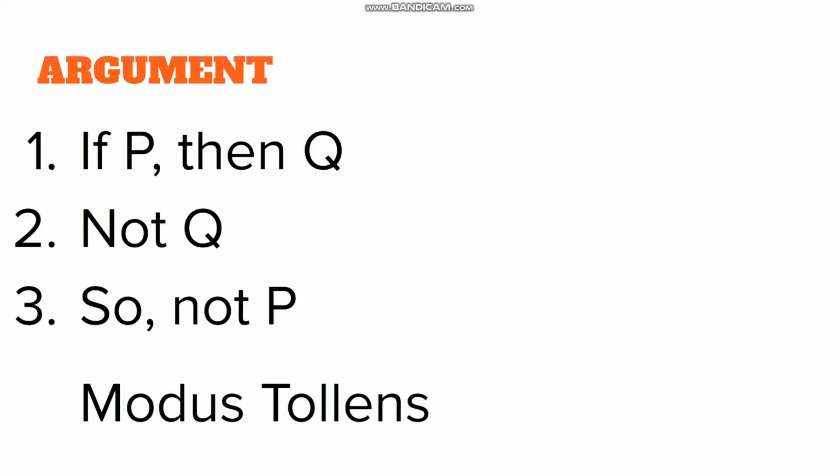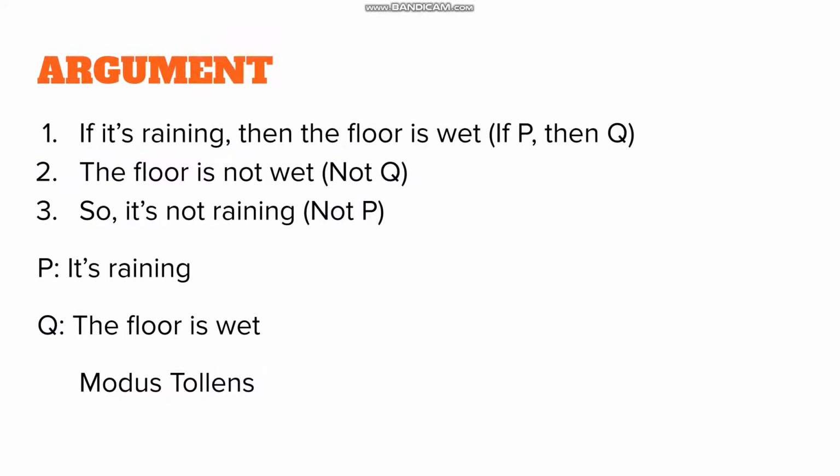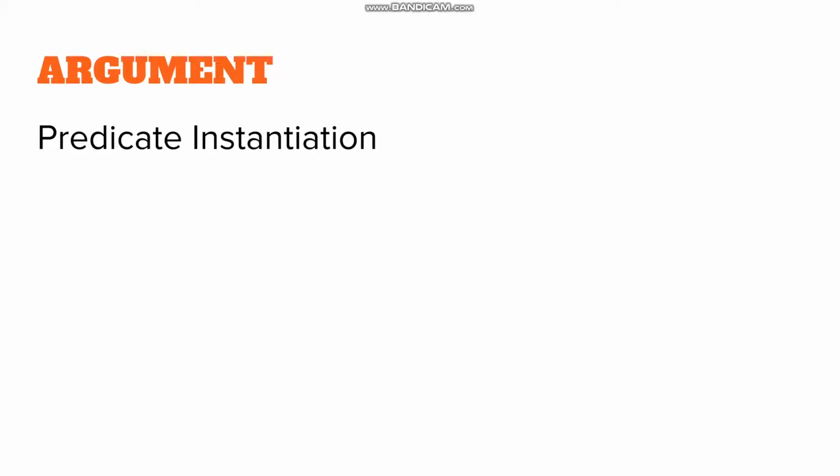For example, premise 1, if it's raining, then the floor is wet. Premise 2, the floor is not wet. Conclusion, therefore it's not raining. And as you can see, this argument fits the pattern known as modus tollens. Today we will learn 2 new inference patterns, and they have different forms. Let's start with predicate instantiation.